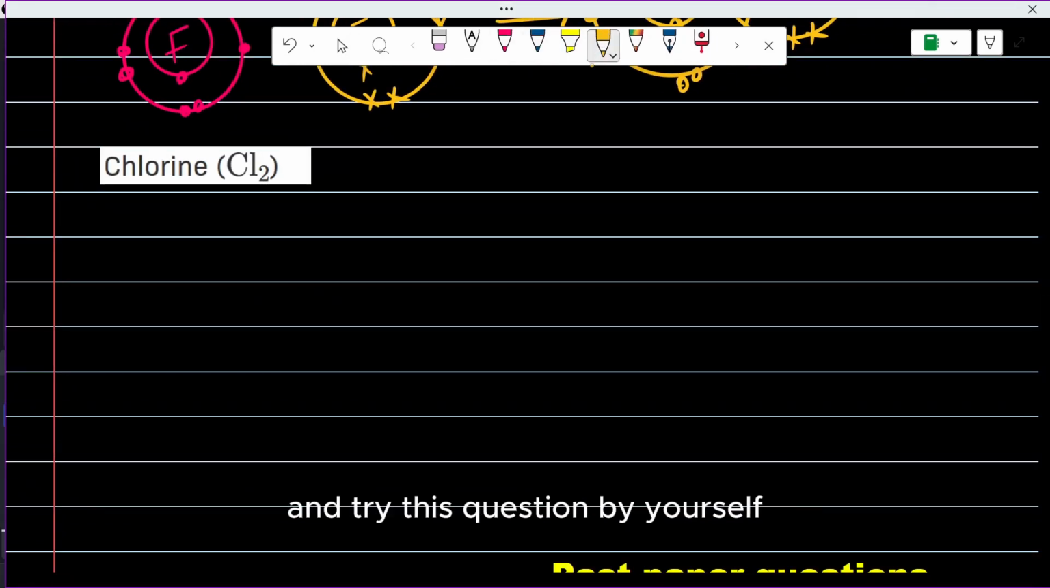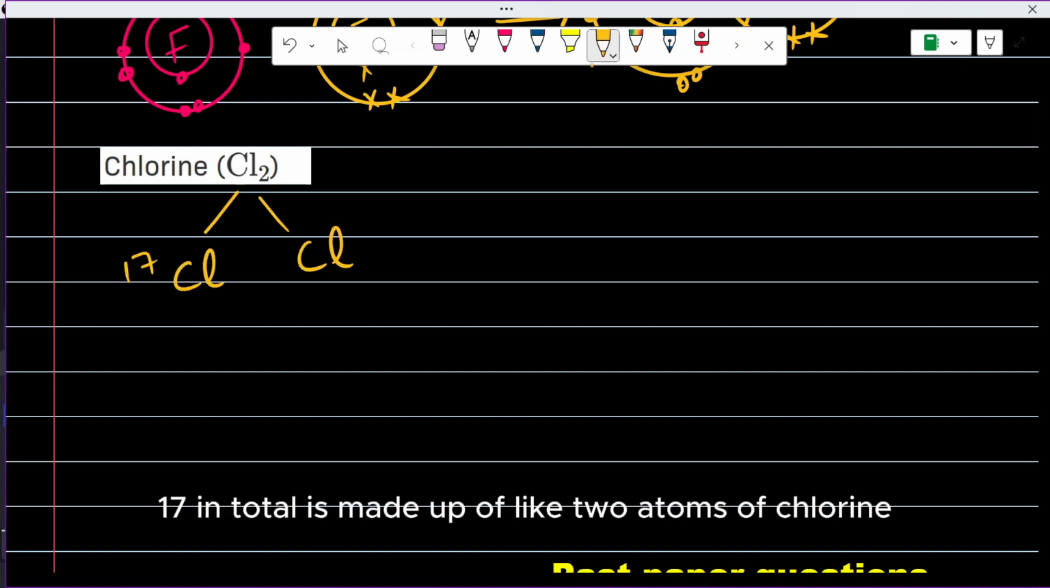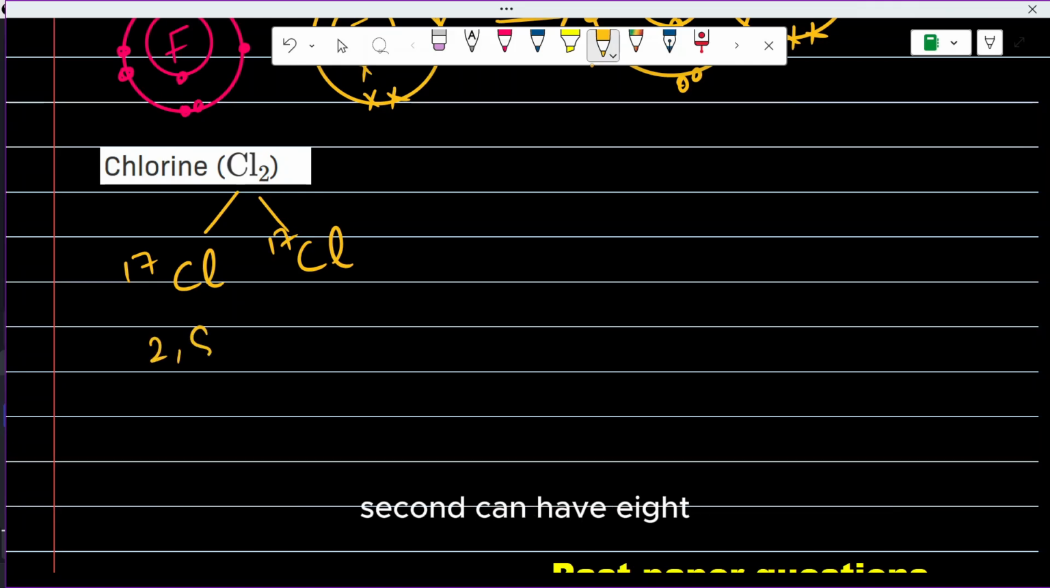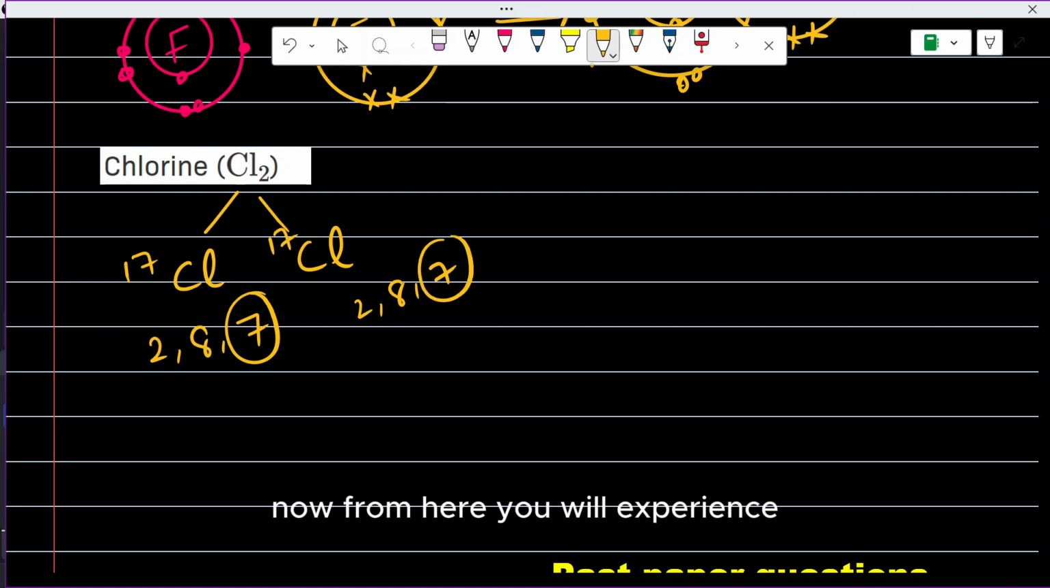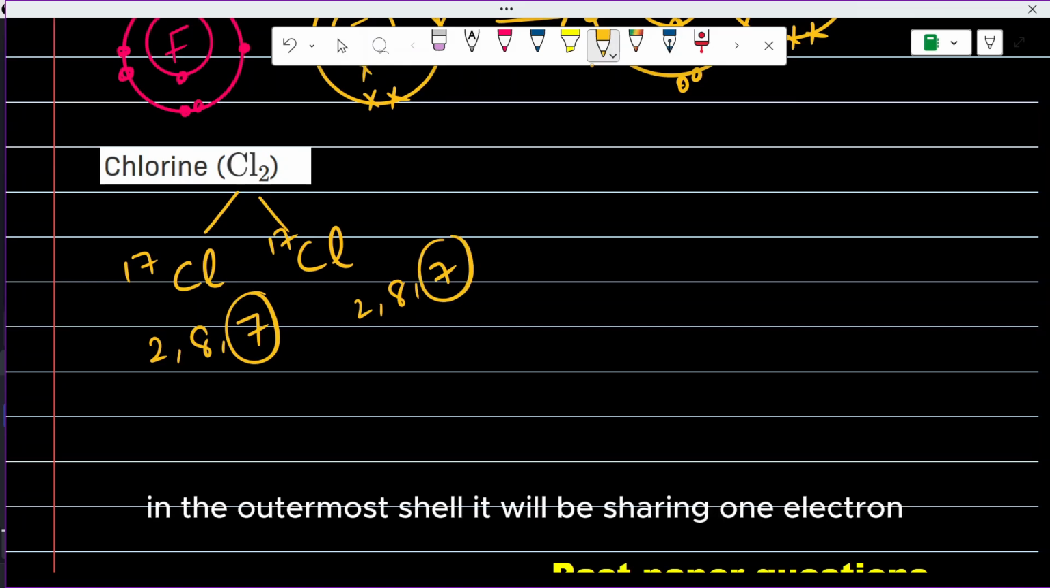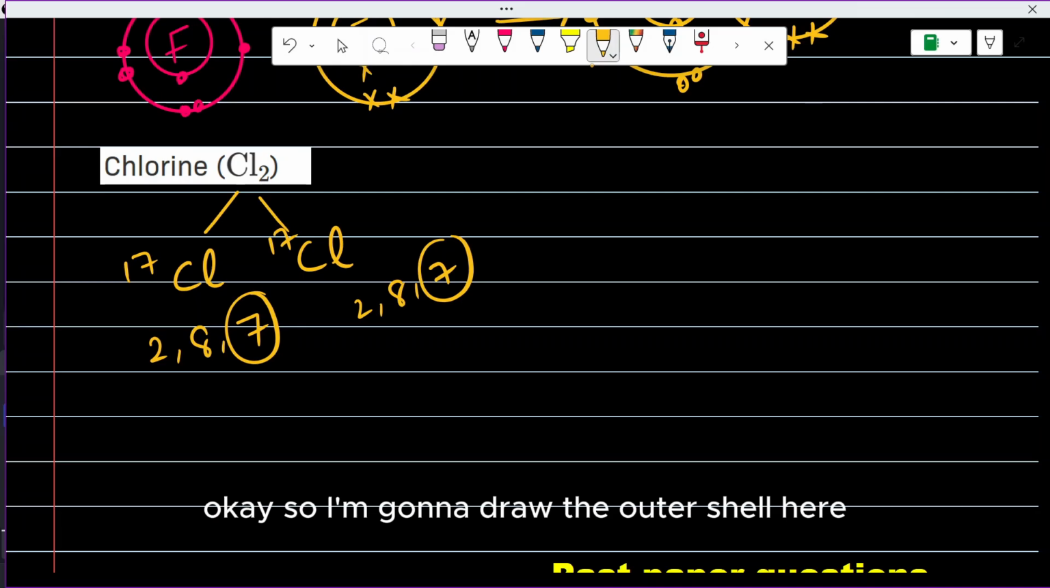You can pause the video and try this question by yourself. Chlorine has atomic number 17, and it's made up of 2 atoms of chlorine. So the first shell can have 2, the second can have 8, and the last one has 7 electrons. Now from here you will notice that since it has 7 electrons in the outermost shell, it will be sharing 1 electron. Okay, so I'm going to draw the outer shell here for the chlorine atom.